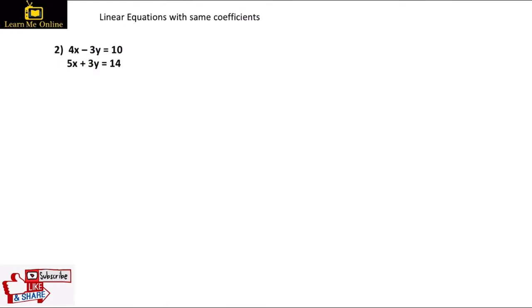Let's have a look at the next example now. Again, we're going to check the variables and the coefficients first. Looking at the x variable, it has coefficients 4 and 5, which are different. Then we go on to the next variable, which is y. The coefficients of y are 3 and 3, which means they are the same. So we are solving linear equations with the same coefficients.